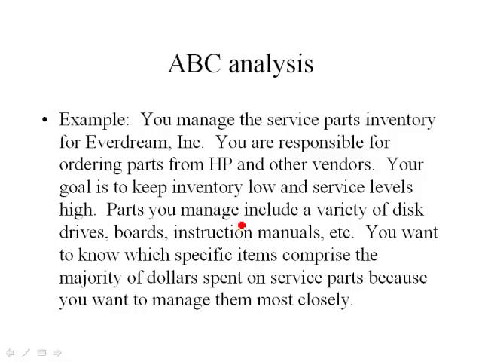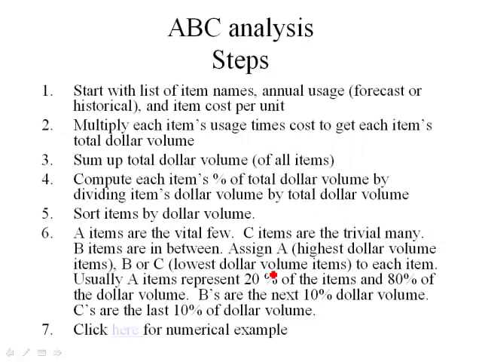So let's look at an example. Let's say you manage a service parts inventory. You're responsible for ordering parts from different vendors, and your goal is to keep inventory low and service levels high. You know how much of each inventory item you use on average from looking at historical information, and you know the cost of each item. So if we have that information, we can do an ABC analysis and figure out what our A items are, and that'll tell us which of the items we need to manage the most carefully in order to maximize our inventory turnover.